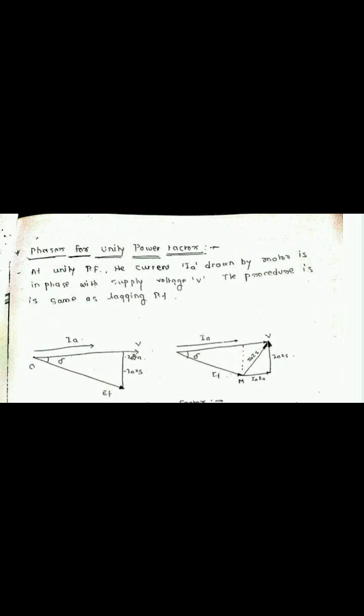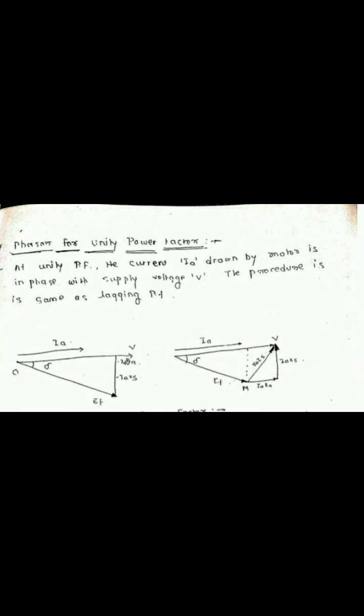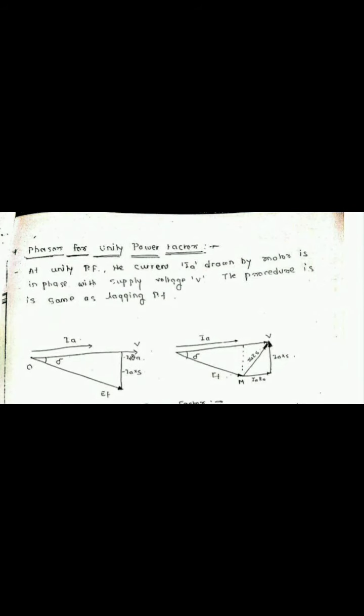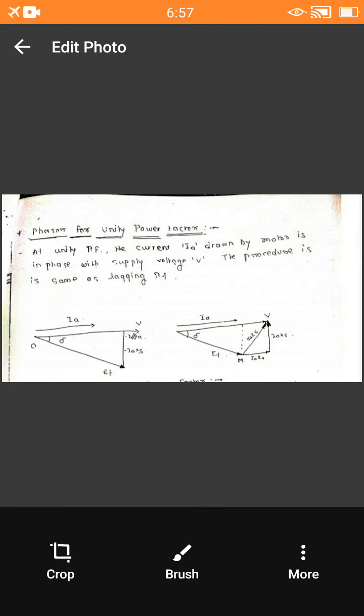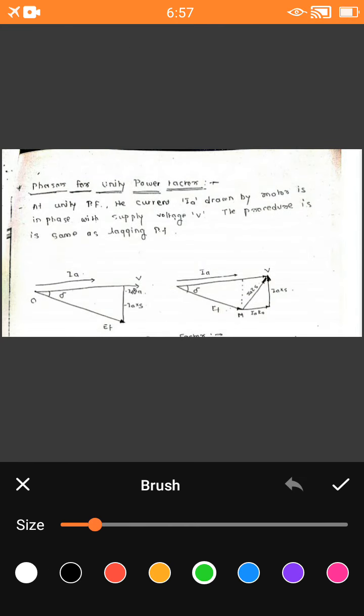Similarly, we will draw the phasor diagram for unity power factor. At unity power factor, the current Ia drawn by the motor is in phase with the supply voltage. The procedure is the same as for lagging power factor. The current is in phase with the voltage, so these phasors are in phase. So this will be for unity power factor.